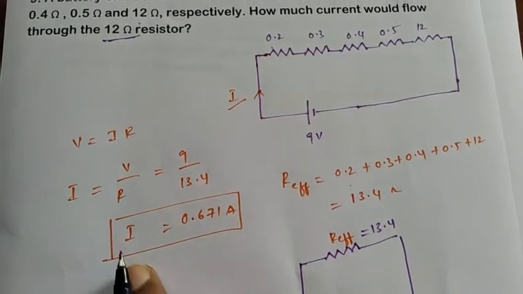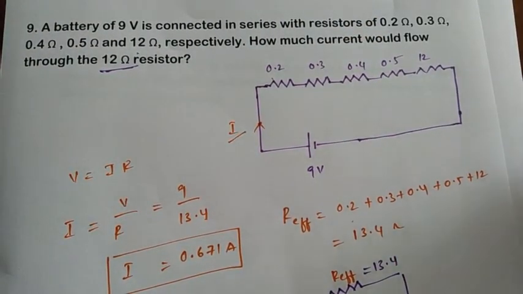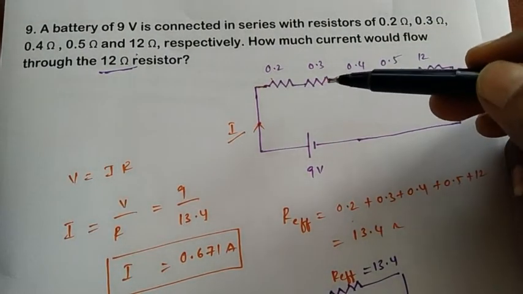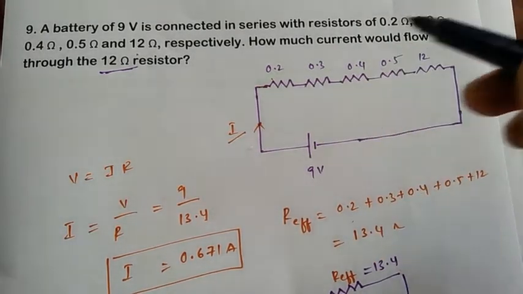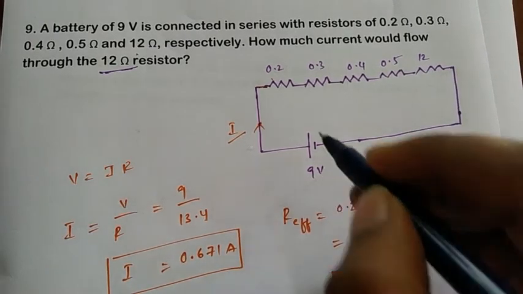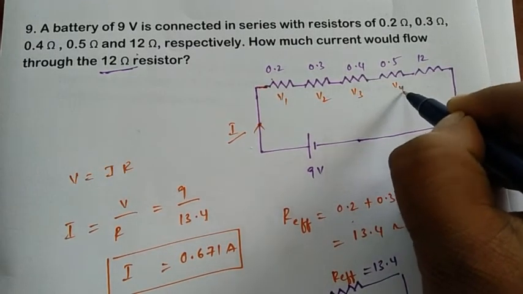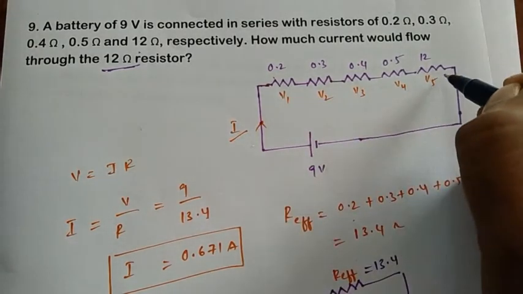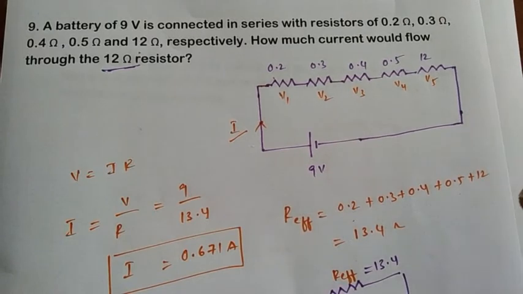So this is the current that will flow through the 12 ohms resistor. Not only the 12 ohms, this is the same current which will flow through the 0.2 ohms resistor, and the 0.3 ohms resistor, the same current only. In series the current is constant, but the voltage will differ. Here 9 volts is there, right? So V1, V2, V3, V4, V5, like that voltage drops will happen, and if you add all the voltages, you will get 9 volts only. Voltage will vary, but current is the same in series.